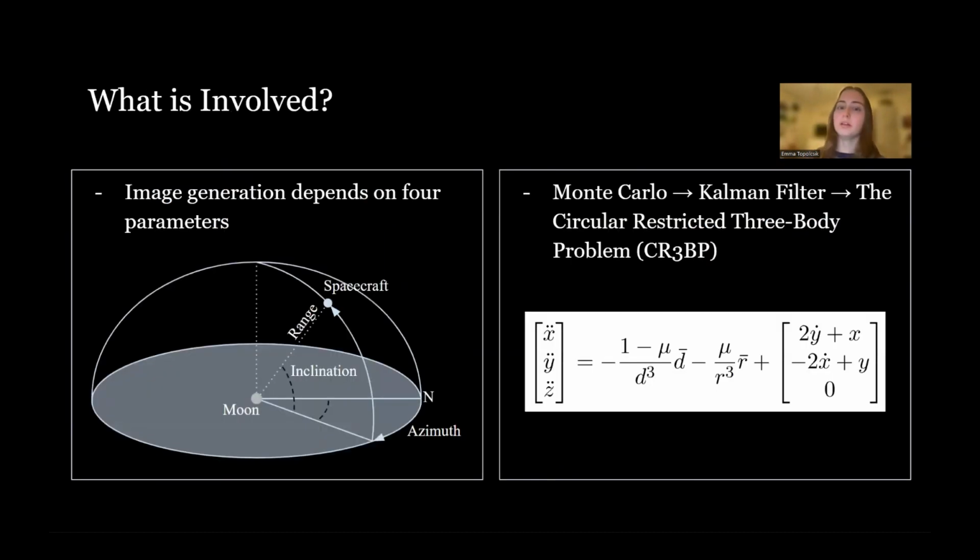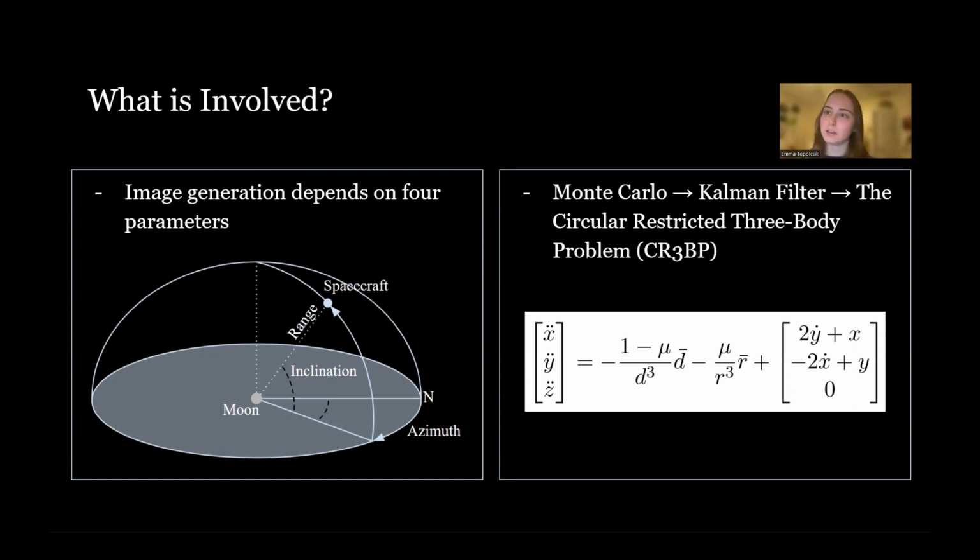So what is involved? The image generation depends on 4 parameters. The first one is range, which is the relative position between the spacecraft and the moon. The second and third are 2 direction angles, which define the direction that the spacecraft is pointing at. And then the moon phase. The time is very important because as the moon phase changes, the way the image processing tool performs is different.